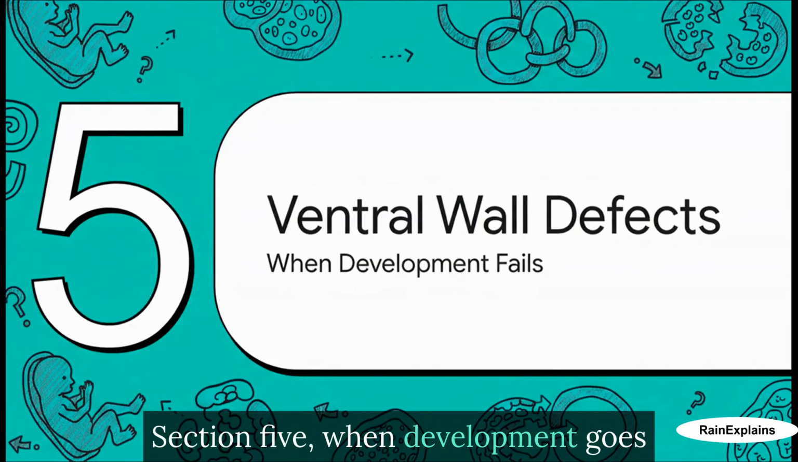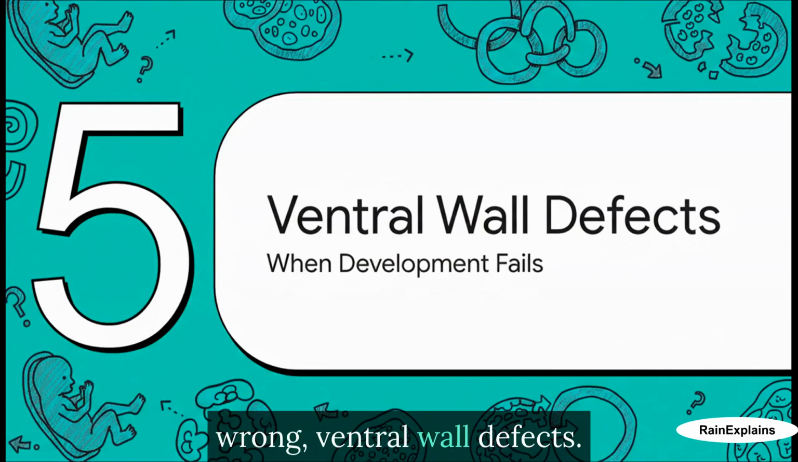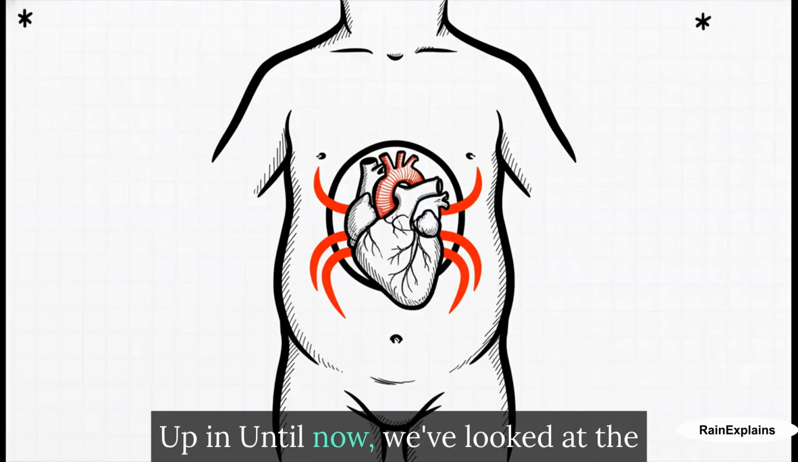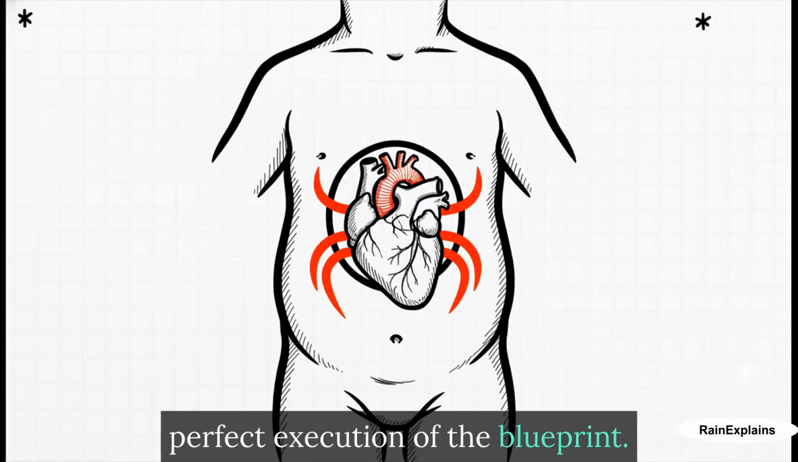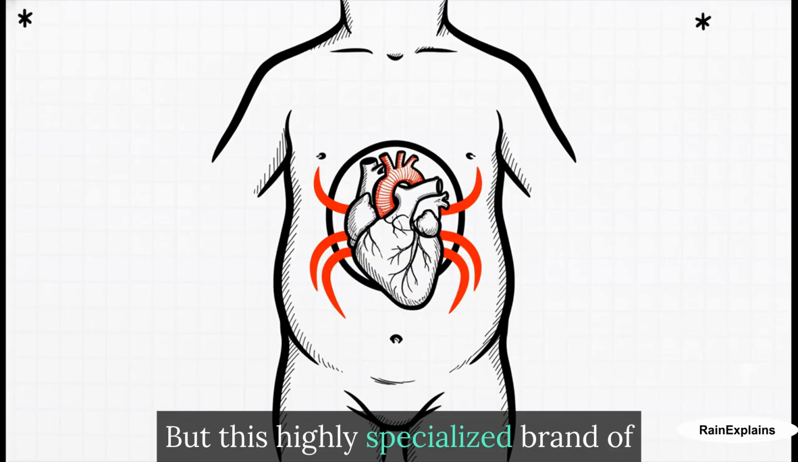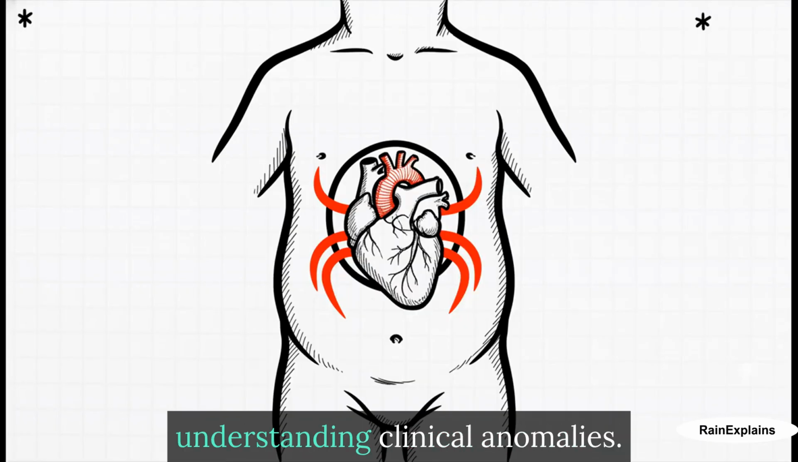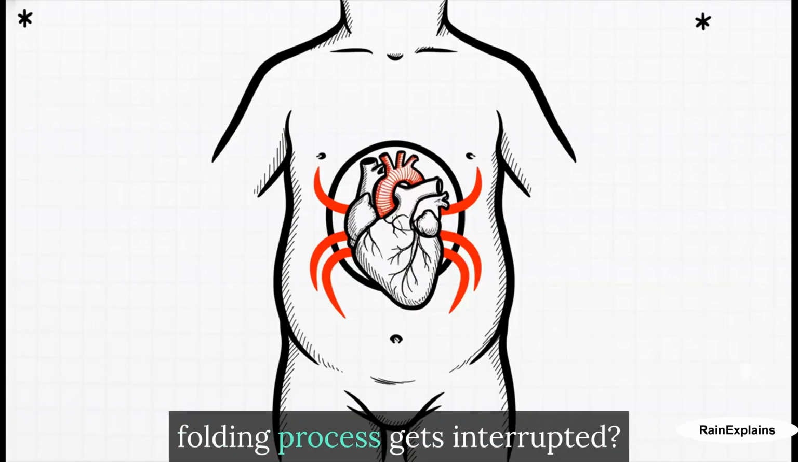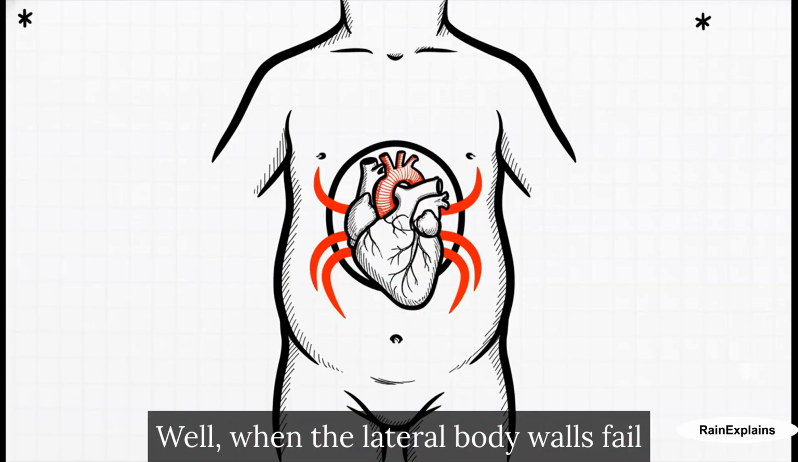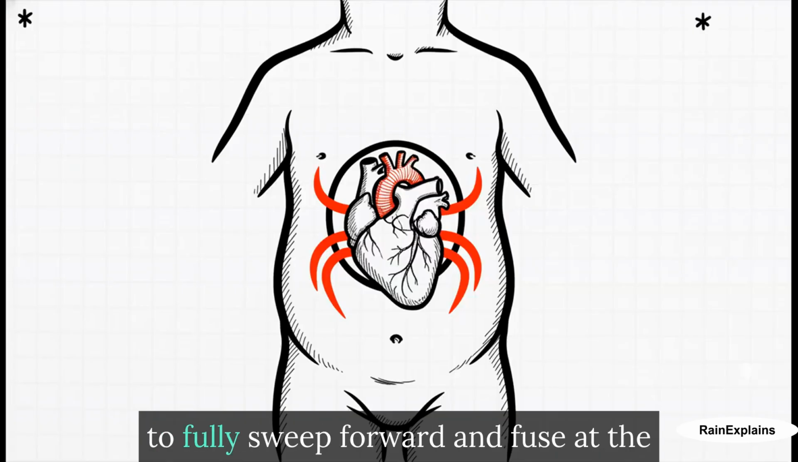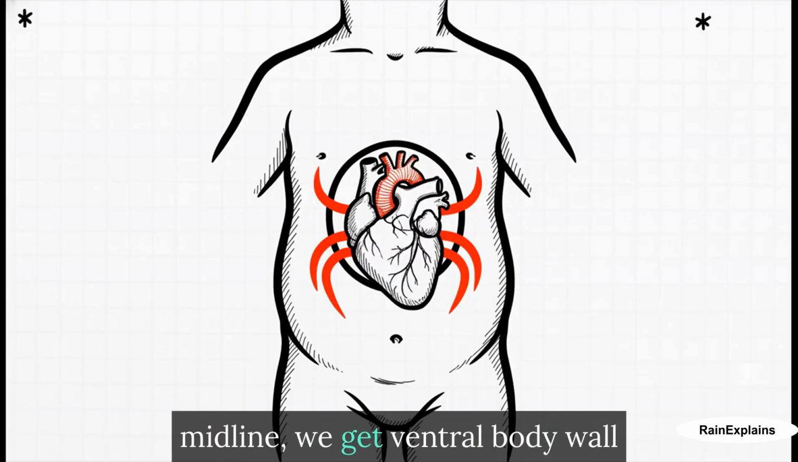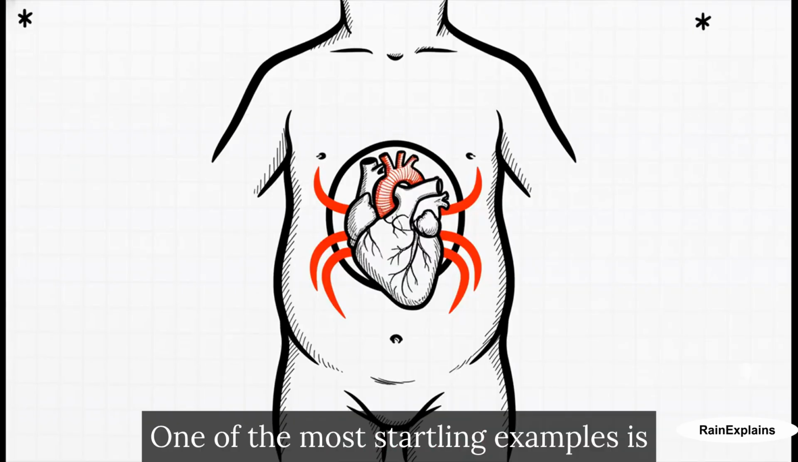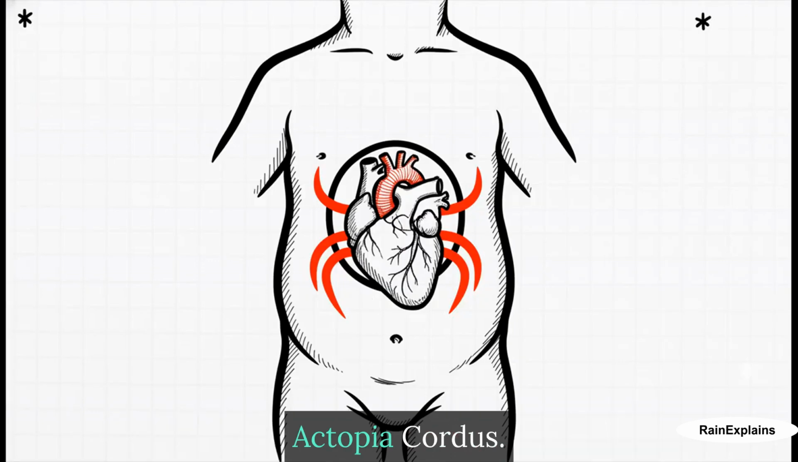Section 5. When development goes wrong. Ventral wall defects. Up until now, we've looked at the perfect execution of the blueprint. But this highly specialized branch of embryology is also crucial for understanding clinical anomalies. What happens when this intricate folding process gets interrupted? Well, when the lateral body walls fail to fully sweep forward and fuse at the midline, we get ventral body wall defects. One of the most startling examples is ectopia cordis.